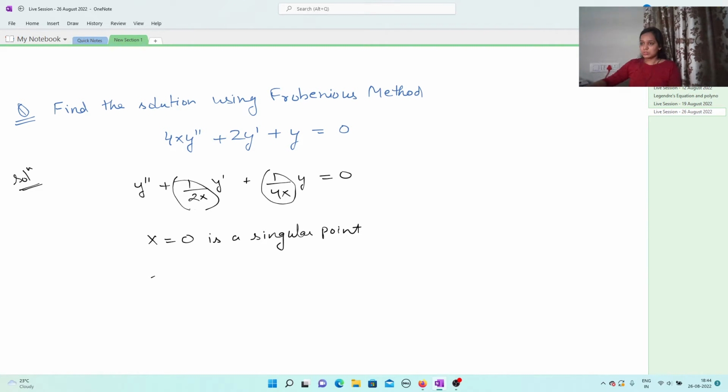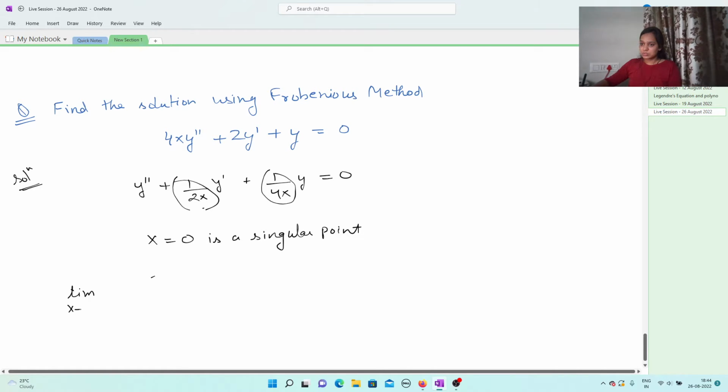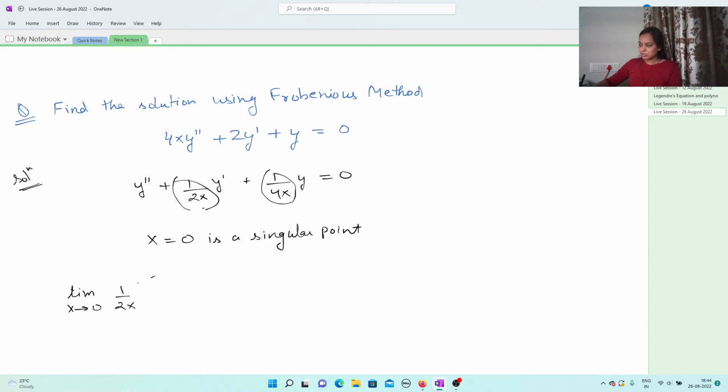Okay, so let's see for this. So limit x tends to 0, this 1/2x into (x minus 0). What will it be? 1/2. So what is this? This limit is finite and it exists. So this particular function is analytic.